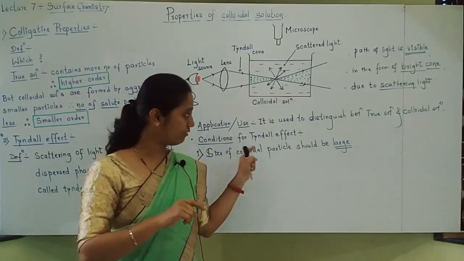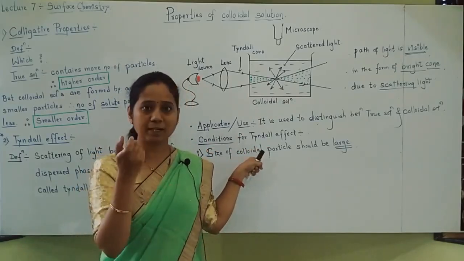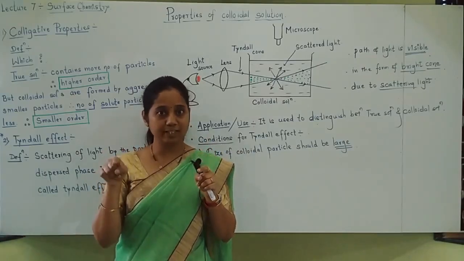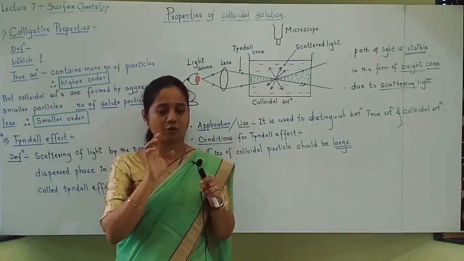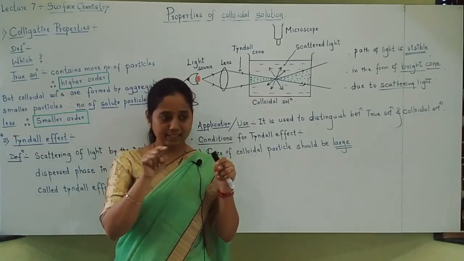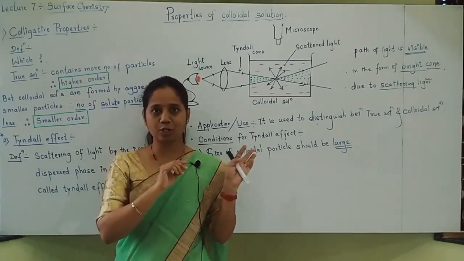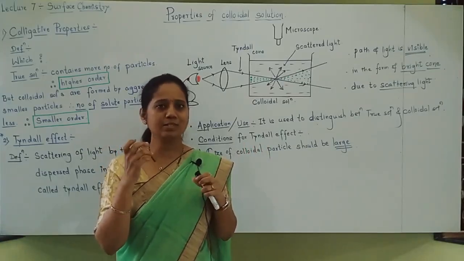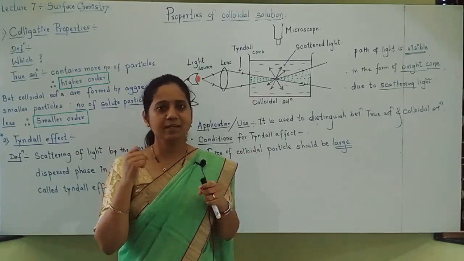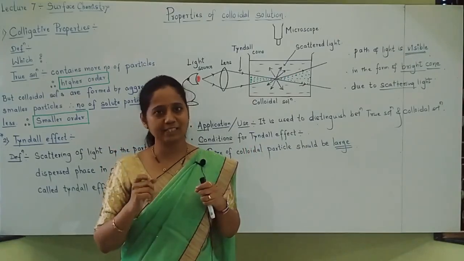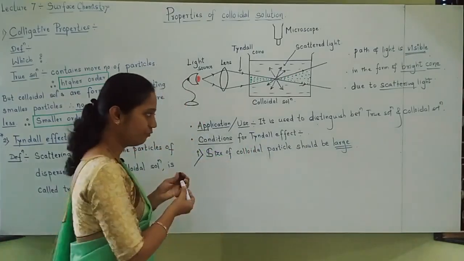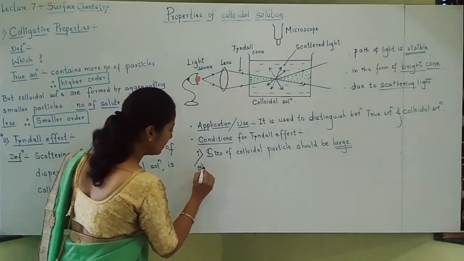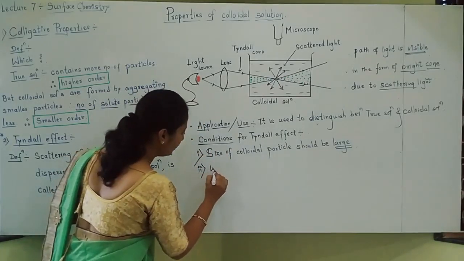Larger the size, that's why I have written size of colloidal particle should be large. They are large only in the range of 1 nanometer up to 1000 nanometer. Already we have seen this. Larger the size, from 1 nanometer up to 1000 nanometer, larger the size of the colloidal particles, more scattering will take place, and that's why much more Tyndall effect is seen. Okay, so first point clear. Let us move towards second point. Wavelength of light.